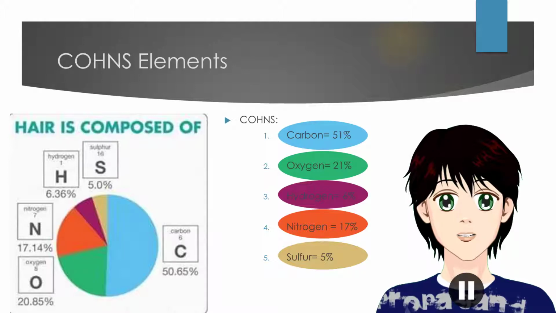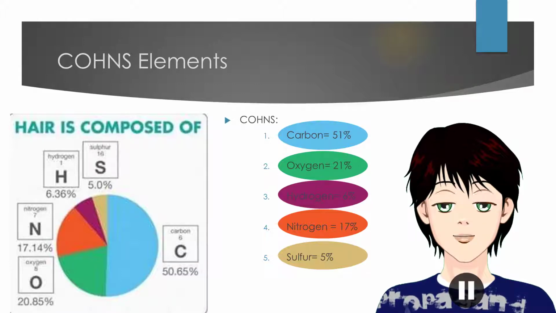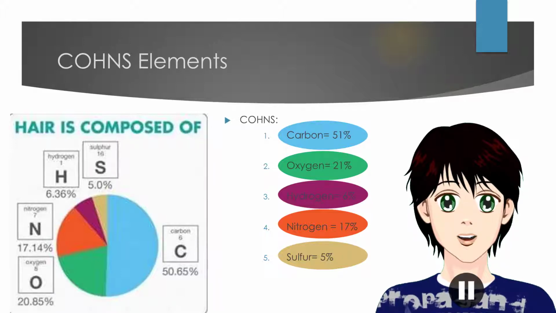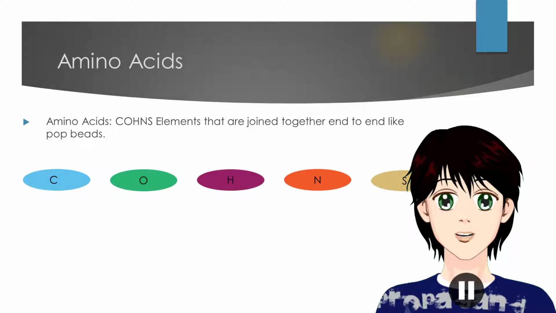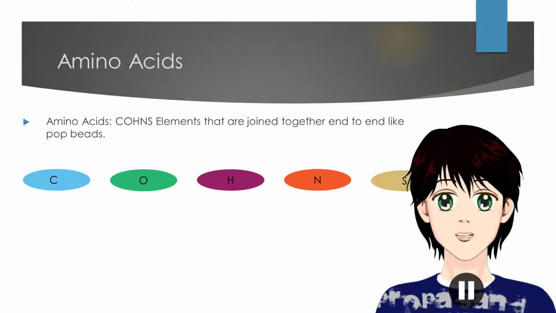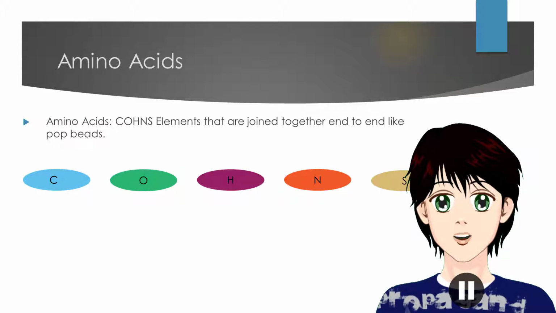The 5 elements that create the keratin protein that make up the hair's chemical composition include 51% carbon, 21% oxygen, 6% hydrogen, 17% nitrogen, and 5% sulfur. These elements are often referred to as the CHONS elements. Each element is referred to as an amino acid. The hair is composed by linking these amino acids together.